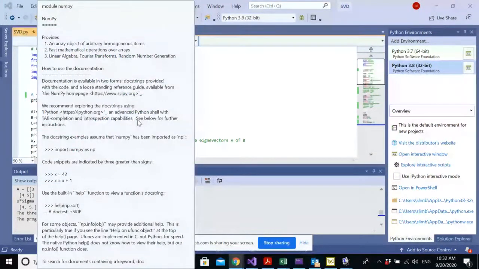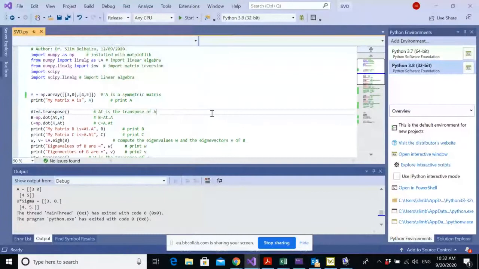So first of all, I'm writing the code here. I'll go through the code. I need the transpose of A. So as you see, when I call transpose here, I obtain the transpose of A. I'm calling it AT. So AT is the transpose of A. And I'm writing the new matrix B, which is AT dot A.